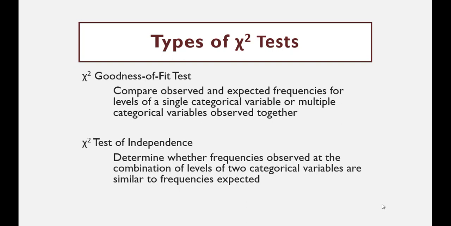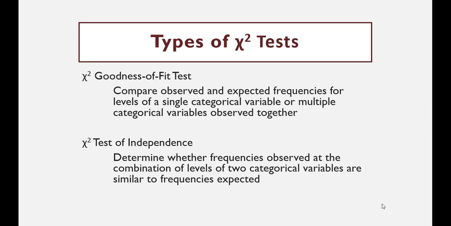There are two types of chi-square tests. There's the chi-square goodness of fit test. With the chi-square goodness of fit test, we're going to compare observed and expected frequencies for levels of a single categorical variable, or we could do it with multiple categorical variables that are observed together. And here, typically what we're doing is comparing a sample to a known population.